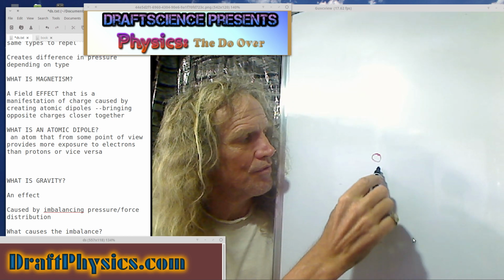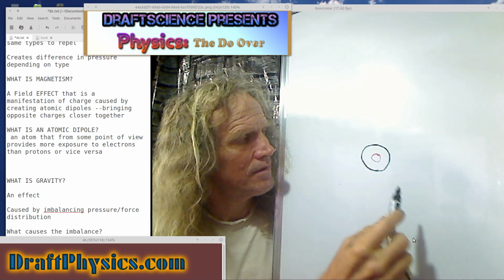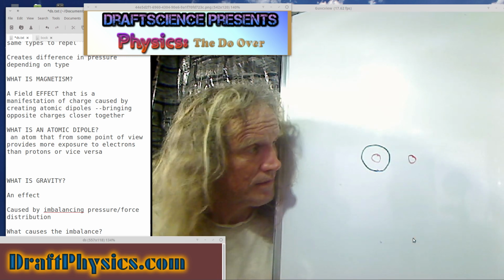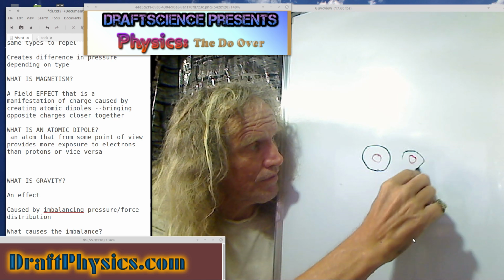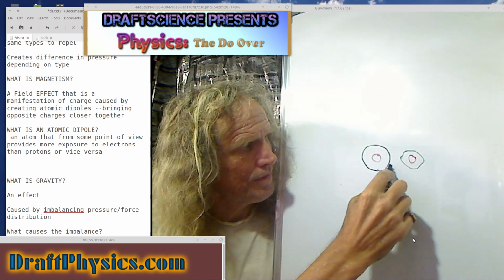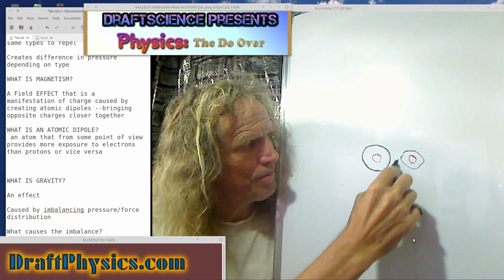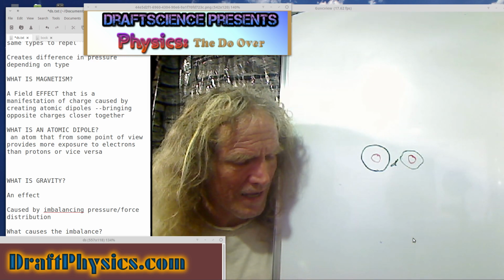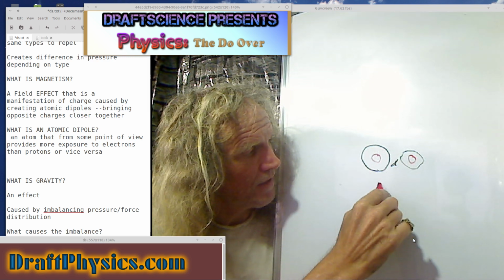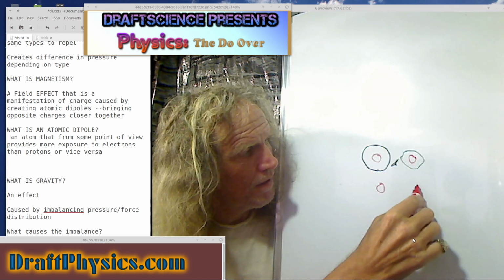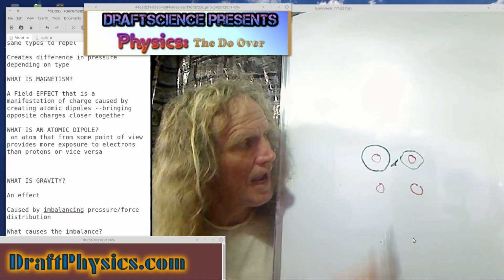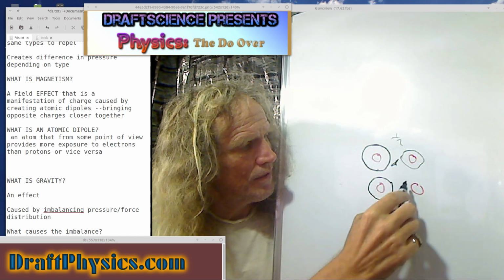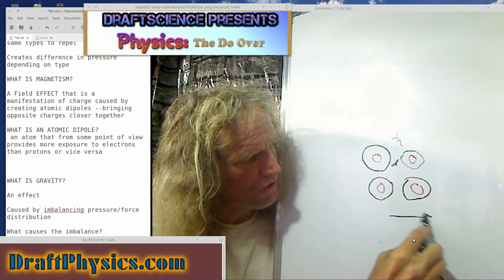The neutral atom has this as the distance, and it's right next to another atom that has this distance. What's going to happen is this electron and this electron are going to share their pressure because they encounter each other. You're going to end up with two atoms that are neither of this size. They're going to change to be the average of those two sizes. That's the transmission of the pressure.